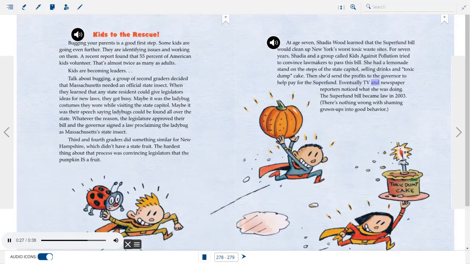Eventually, TV and newspaper reporters noticed what she was doing. The Superfund bill became law in 2003. There's nothing wrong with shaming grown-ups into good behavior.